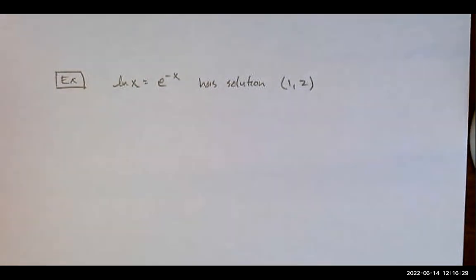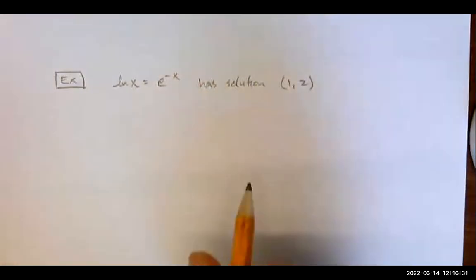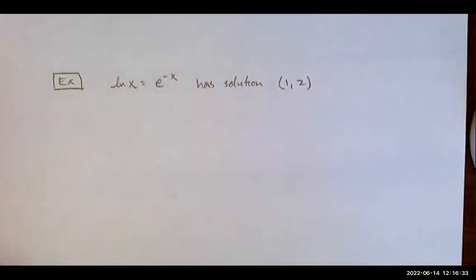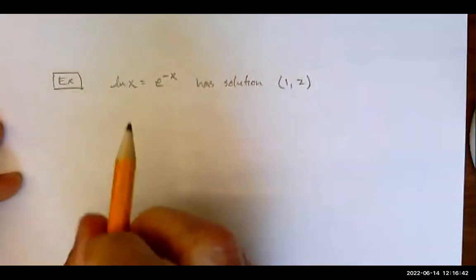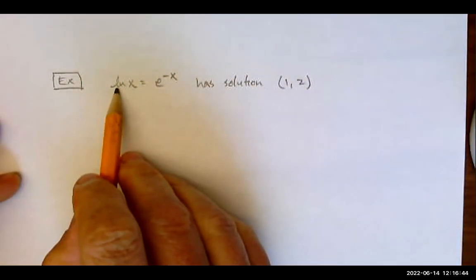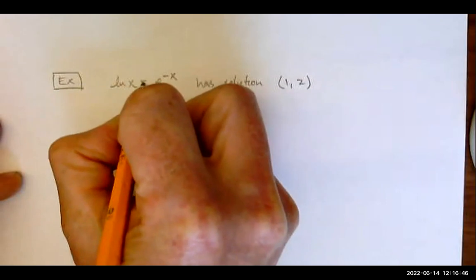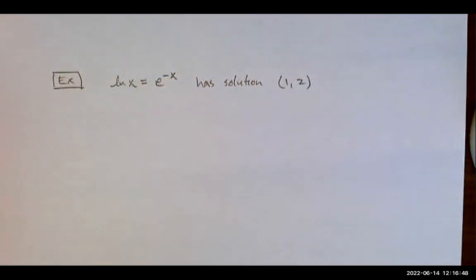Now you might think, well, why do we need the intermediate value theorem for this? I mean, couldn't we just solve that equation by isolating x? Good luck with that. Just because of the nature of there being a natural log on the left and an e on the right, we're not going to be able to algebraically isolate x.